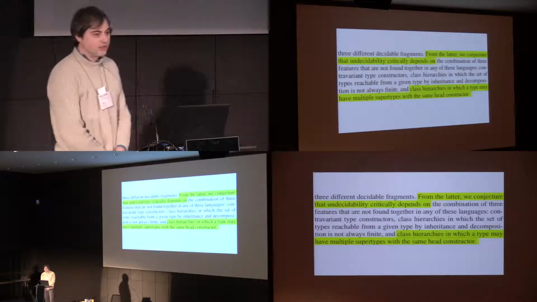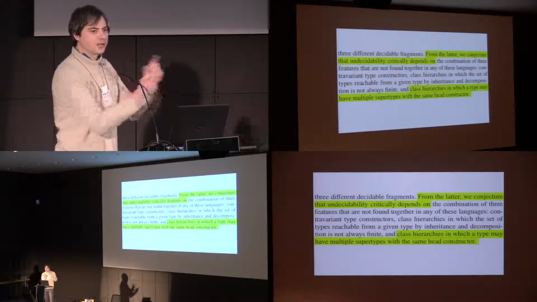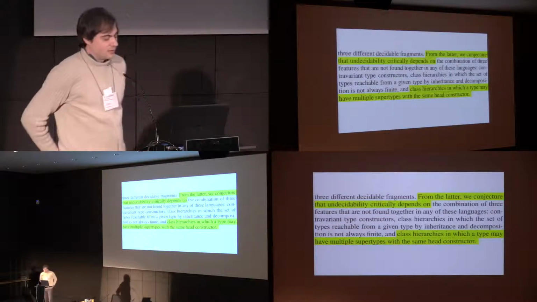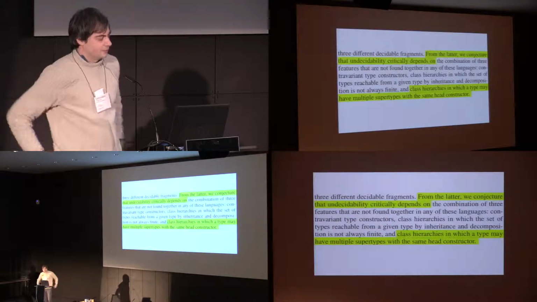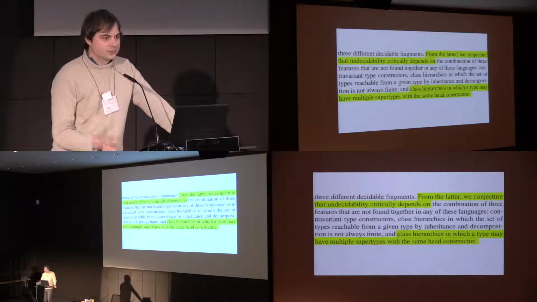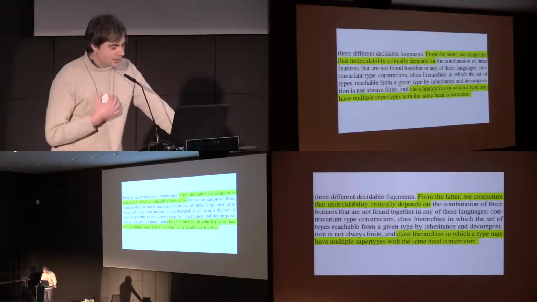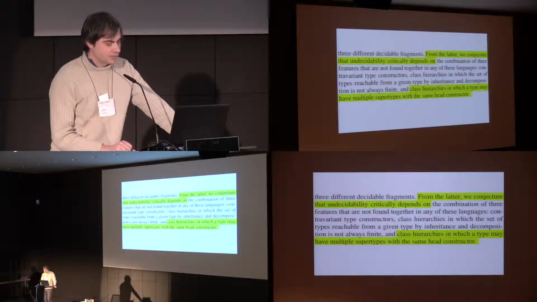The first one is contravariance, which is what you saw in that rule, where to check subtype, you descend in the angle brackets and swap the direction. The second feature is basically that you need something that does not pass the criterion of Viroli. They have to be expansive recursive, because otherwise even the straightforward algorithm terminates. And the third criterion is this. It says class hierarchies in which a type may have multiple supertypes with the same head constructor.